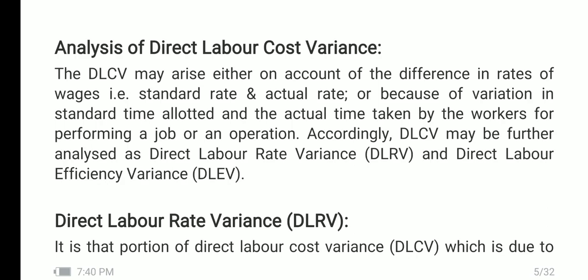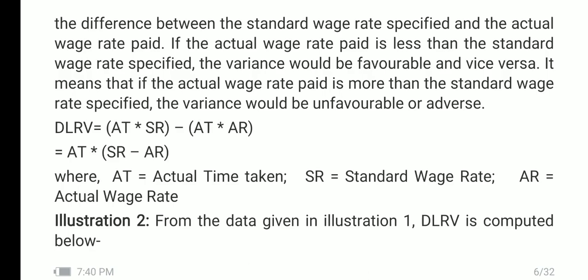Now, let us consider direct labor rate variance, DLRV shortly. It is that portion of direct labor cost variance which is due to the difference between the standard wage rate specified and the actual wage rate paid. If the actual wage rate paid is less than the standard wage rate specified, the variance would be favorable and vice versa.